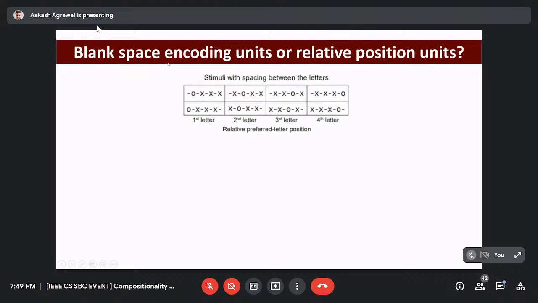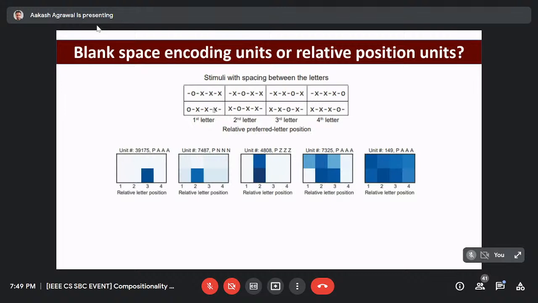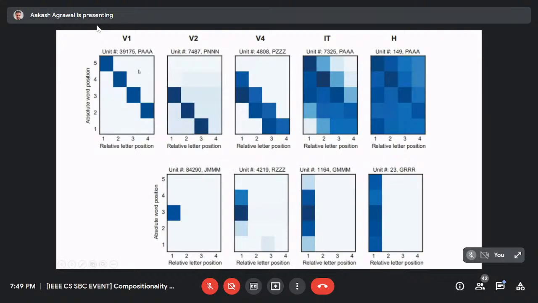To differentiate whether these units are blank space encoding units or relative position encoding units, we created another stimulus set where we introduce blank spaces between every letter. So we have the same stimulus as before, with the only difference being a blank space between every letter. If you look at this matrix, this unit prefers location 5, because the absolute positions are 1, 2, 3, 4, then 2, 3, 4, 5, then 3, 4, 5, 6, then 4, 5, 6, 7, then 5, 6, 7, 8. So this unit prefers location 5, and this one prefers location 3.